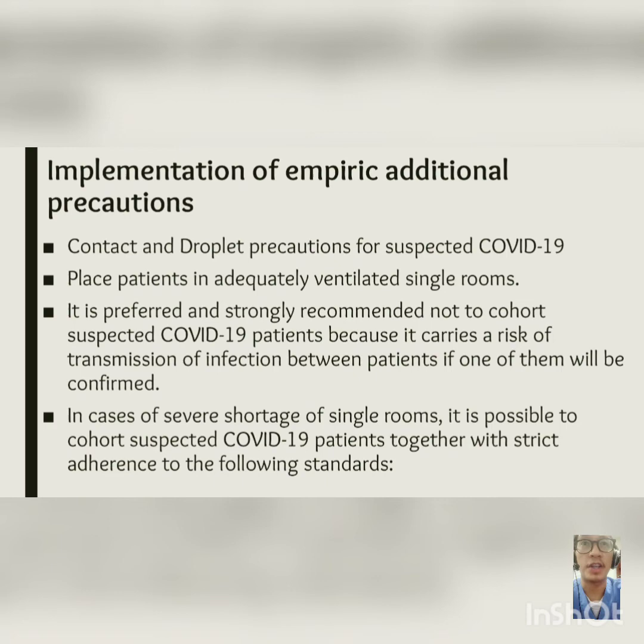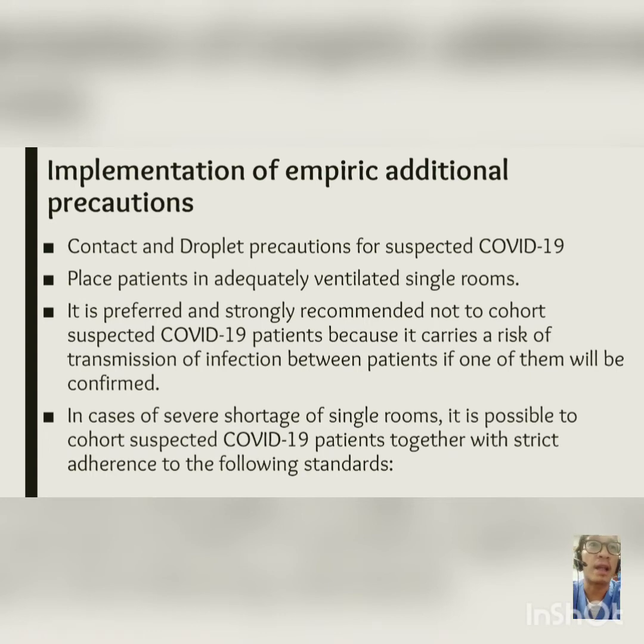The third strategy is the implementation of empiric additional precautions. Now, this includes contact and droplet precautions for suspected COVID-19 cases. Now, there is a memo that was released by the Infection Prevention and Control Department changing the precautions that we're going to apply for suspected and confirmed cases of COVID-19. Before it was airborne, now we are putting it on droplet precautions, especially for those patients not requiring aerosol-generating procedures.